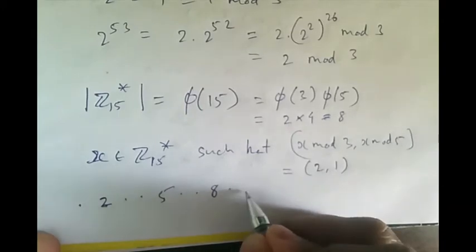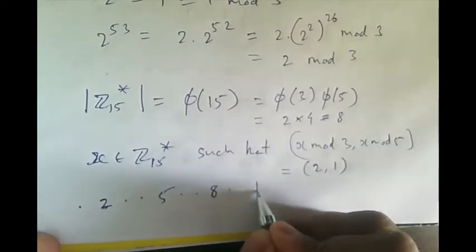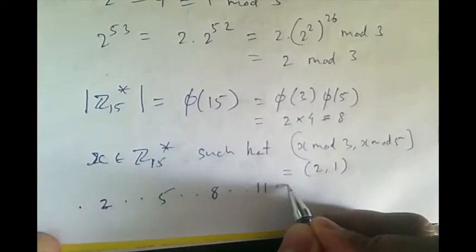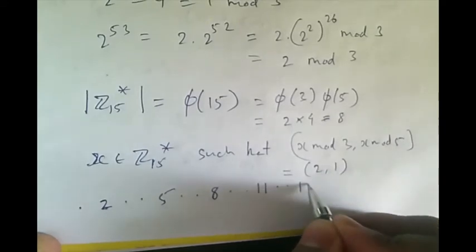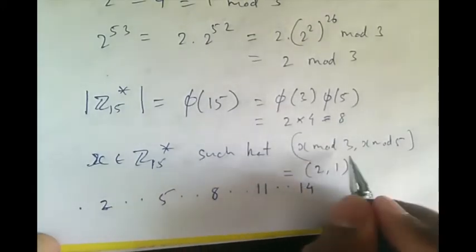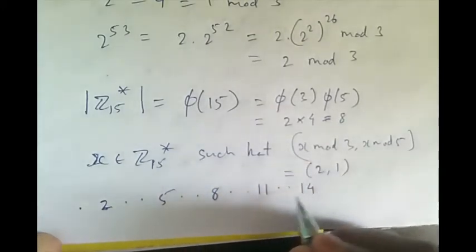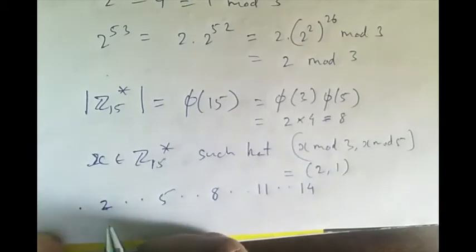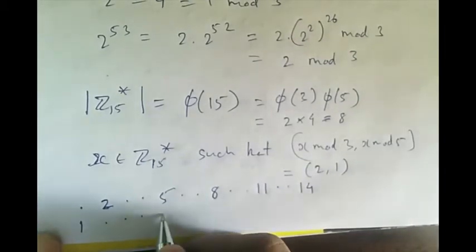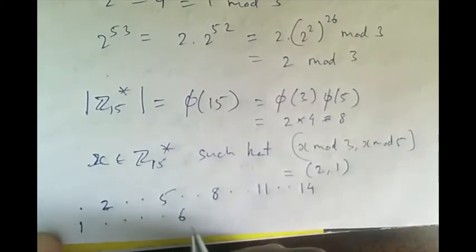And then 9, 10, 11, 12, 13, and 14. So these are all the x's which satisfy x mod 3 is 2. Let's look at x mod 5 is 1: you start with 1, then 2, 3, 4, 5, 6.